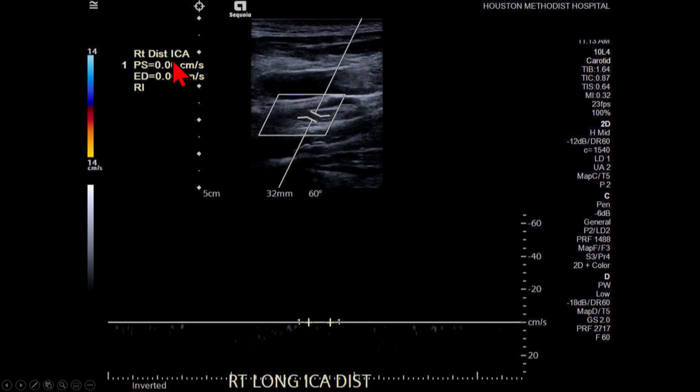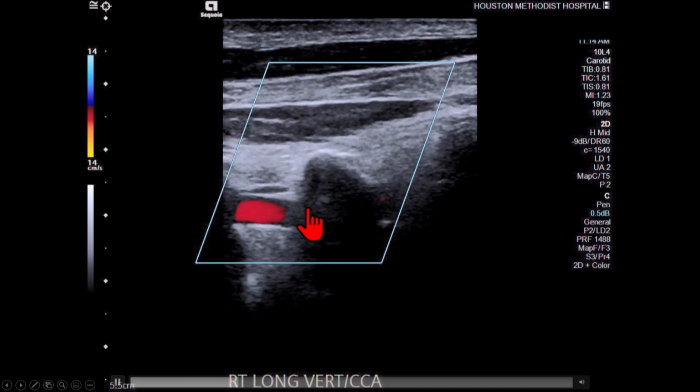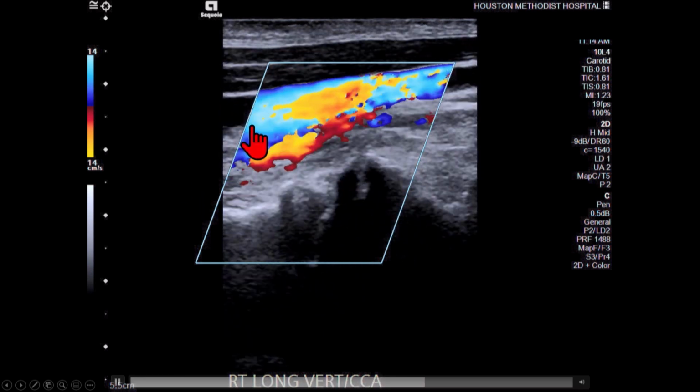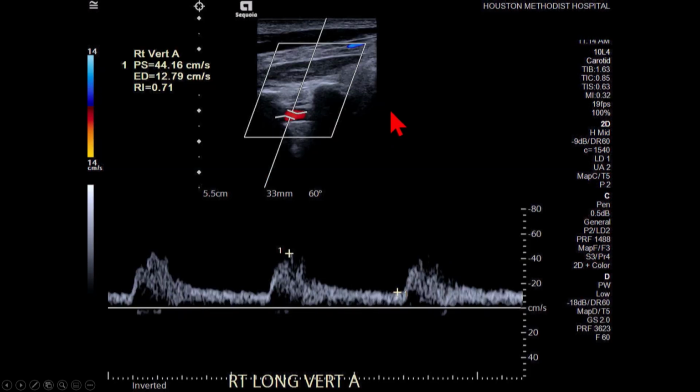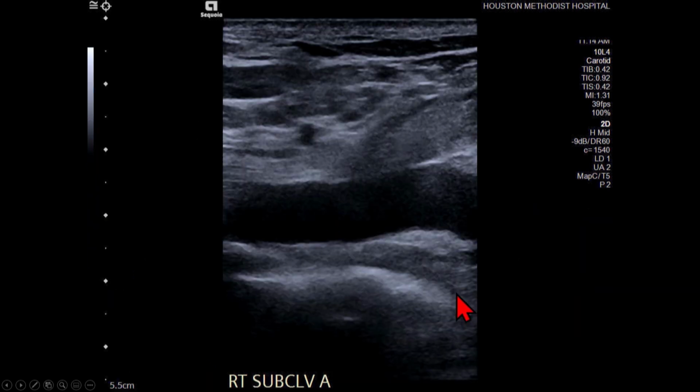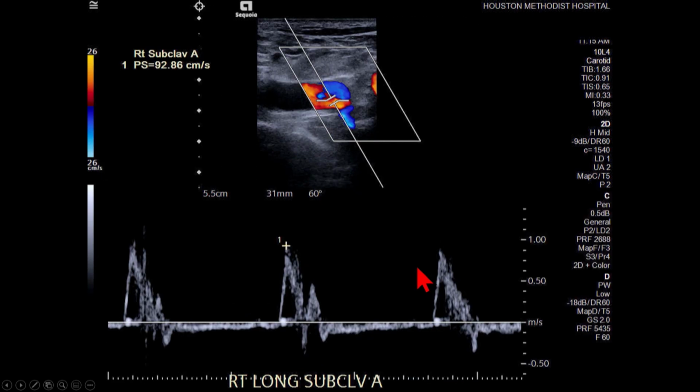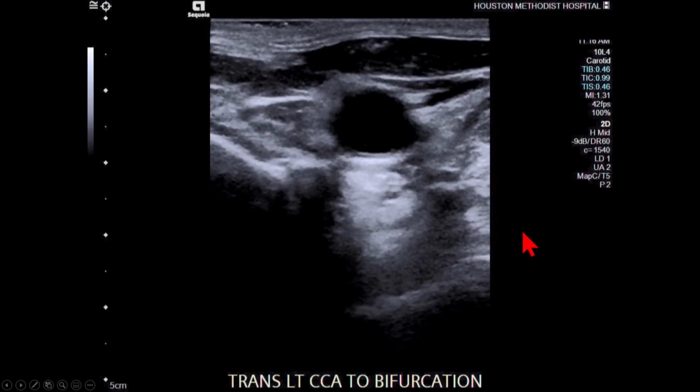And one more time, we tried, and here's the vertebral going towards the head. Hard to compare to that common this time. So I guess we give up on that one, but it's a low resistance vertebral artery going towards the head. This is again a high resistance subclavian without the stenosis.